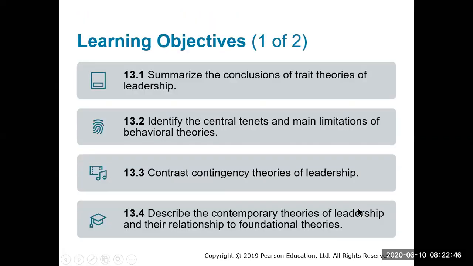Alright, so at the end of this chapter, you should get 7 or 8 learning objectives. First, you know about the trait theories of leadership. Then you can identify the central tenets and main limitation of behavioral theories. Next is contingency theories, where you're able to contrast the theories of contingency leadership. And then there are contemporary theories of leadership and their relationship to foundational theories.